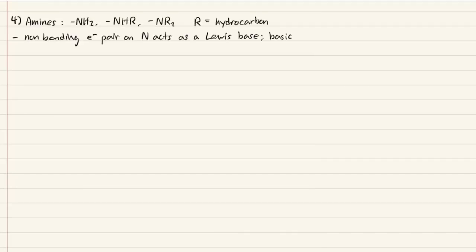Amines. Amines contain the functional group NH2, NHR, or NR2, where R is a hydrocarbon. The non-bonding electron pair on the nitrogen can act as a base. As a result, amines are very basic. We refer to amine substituents as amino groups.